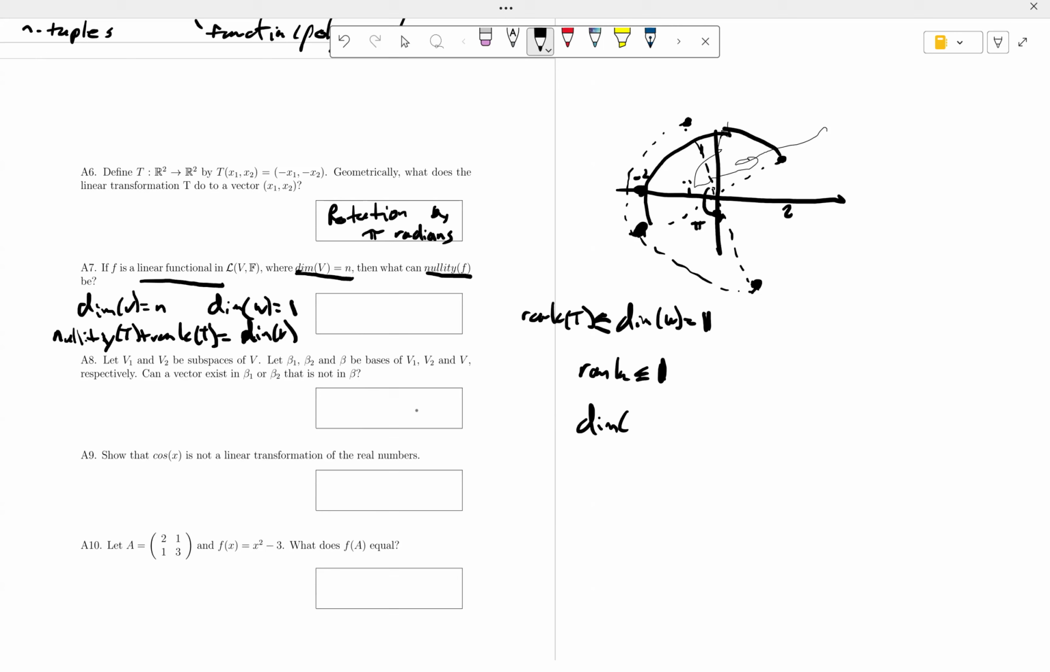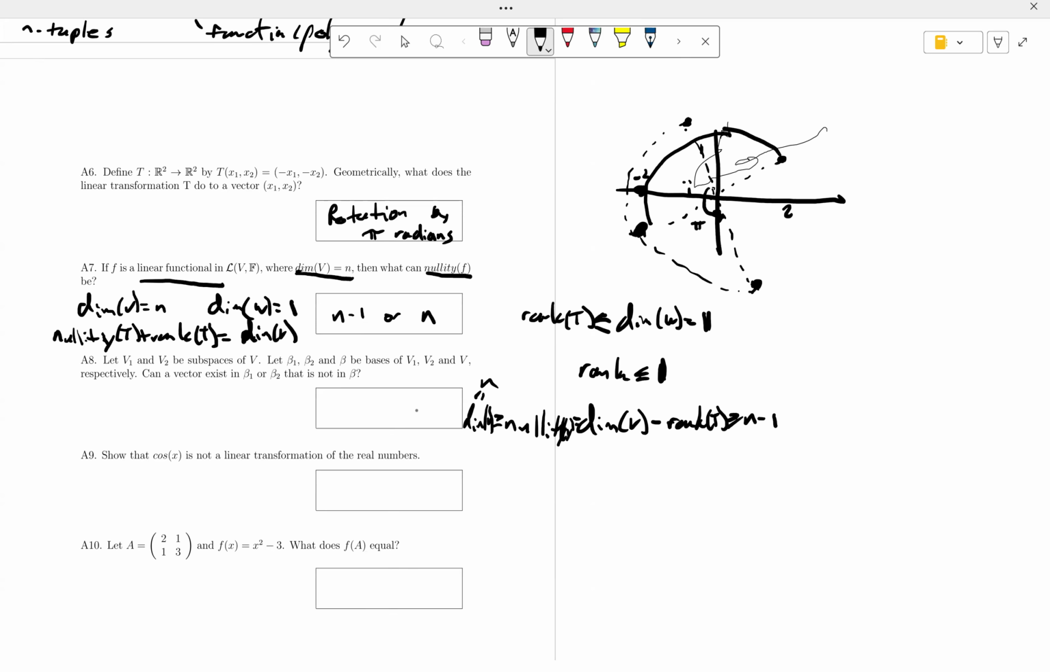This means that dim V minus rank T is greater than or equal to n minus 1. But we also know that the nullity, which equals dim V minus rank, is greater than or equal to 1. We also know that it's less than or equal to the dimension of V, which in this case is n. So we know that it could be n minus 1 or n.